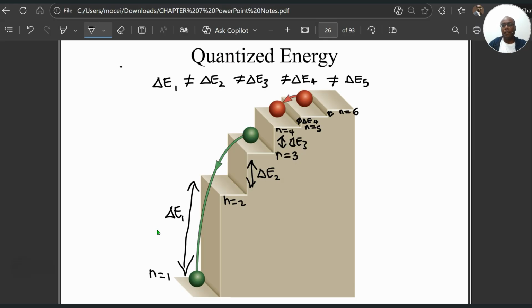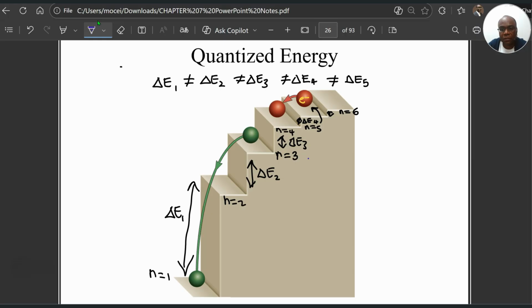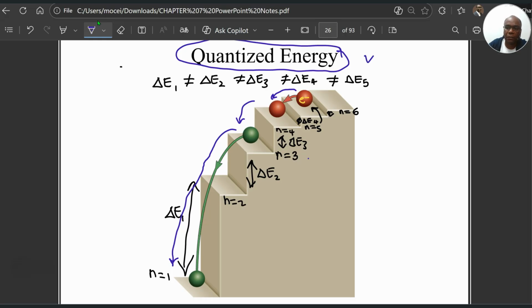Okay. Now, if an electron is dropping from n equals 5, assume this is an electron and it is dropping down. As it drops down, it loses energy of different amounts, right? Because our delta E's are different. So it loses energy of different amounts going down. So energy is in packets, with different values. Energy is quantized.